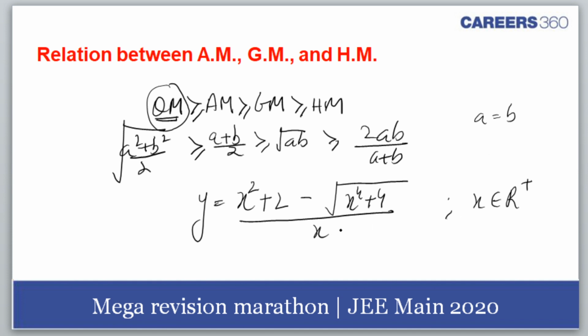Okay, and the topic is from 11th standard. x belongs to R plus. What is the maximum value of y I can get? Maximum y is equal to what? So all the students, you were waiting for the question. This is the question: y is equal to x square plus 2 minus under root of (x to the power 4 plus 4), whole upon x. What is the maximum value of y I can get? You can use any method of your choice. You can use calculus if you wish to. Go ahead.